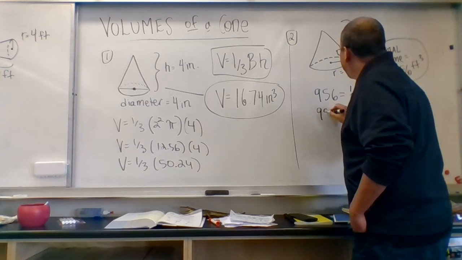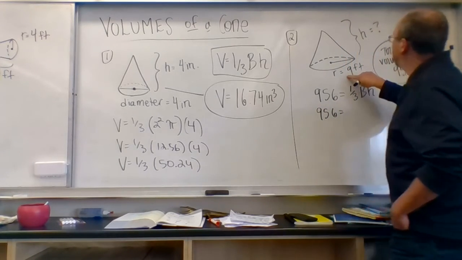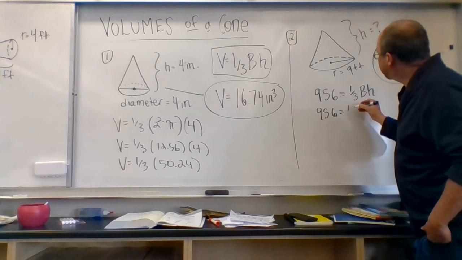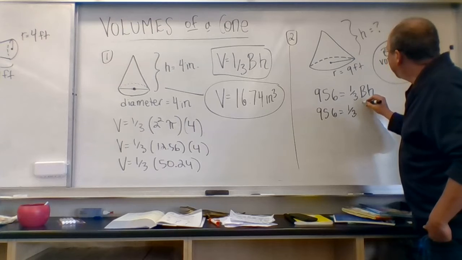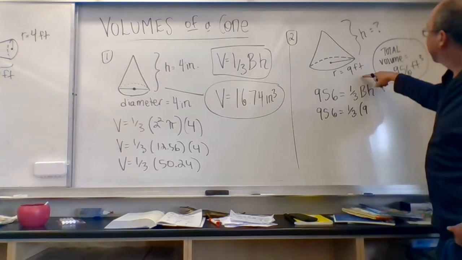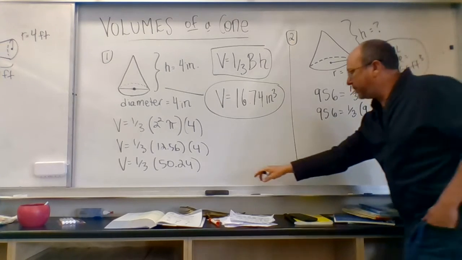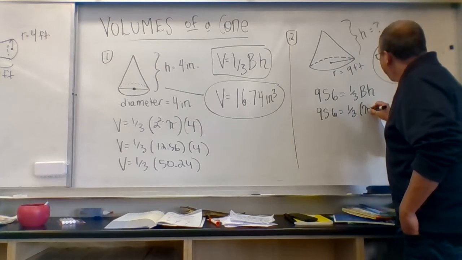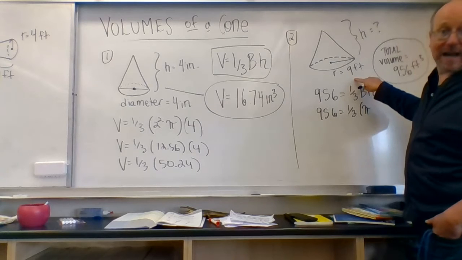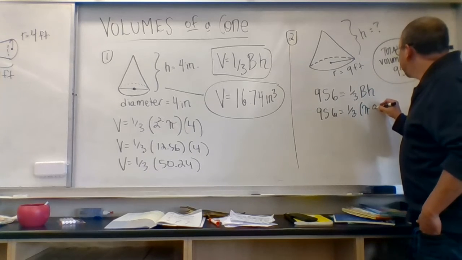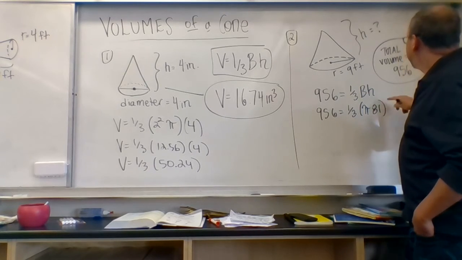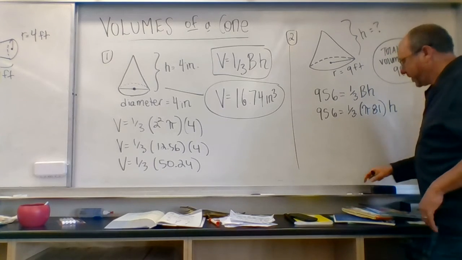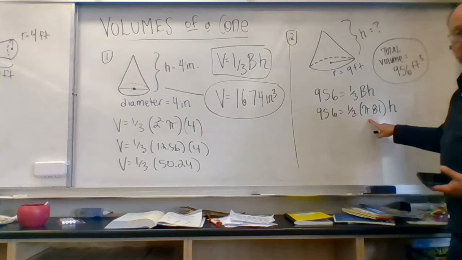Next step. So again, 956 is equal to, now the radius was 9 feet. So it's going to be 1/3 times pi, I'll write pi first because that's the way it's usually presented, and then radius squared. Radius is 9, so that's going to be 81. 9 squared is 81. And then times the height, which we still do not know. Okay, so now I'm going to work with this.